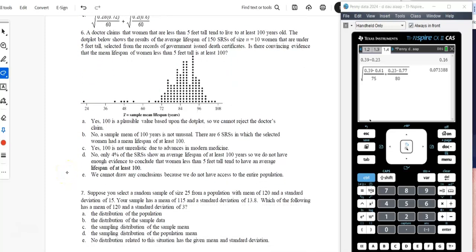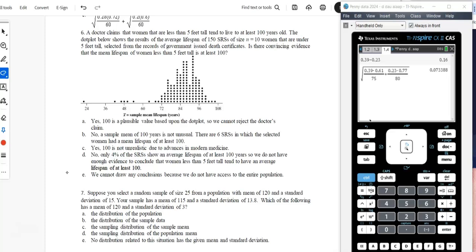A doctor claims that women that are less than 5 feet tall tend to live to at least 100 years old. Well, I don't know. The plot below shows the result of an average lifespan of 150 simple random samples of size n equals 10. So that's a sampling distribution there. Women that are under 5 foot tall, selected from the records of government issued death certificates. Is there convincing evidence that the mean lifespan of women less than 5 feet tall is at least 100? Just look at the dot plot. The mean is definitely not 100.